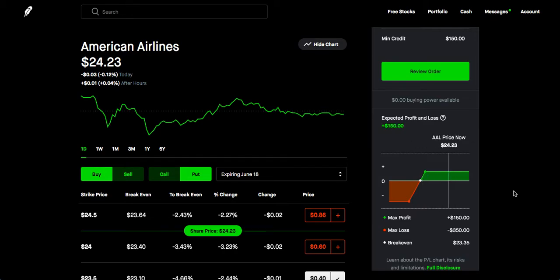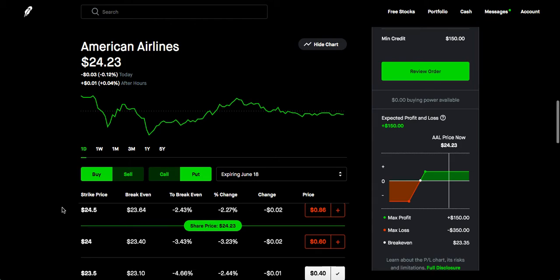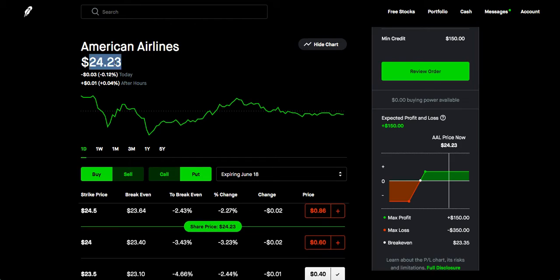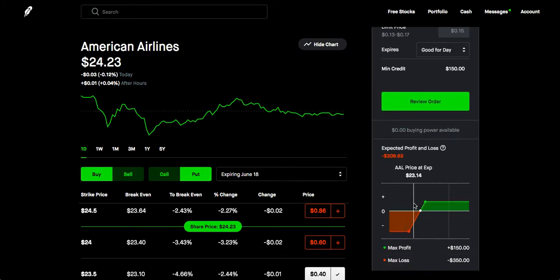So what do we want American Airlines to typically do in this situation? Well, we want it to stay flat, drop a little bit, or go up. In any of those scenarios, we will make full profit. Now, this strike price that we picked, 23.5, it's pretty far out of the money, as you can clearly see, because it's 24.23. So the stock would have to drop about 75 cents for us to be in trouble with this. And if it does, obviously we are going to start losing if it finishes out on expiration. Now, American Airlines can go down to 22 during this time before June 18th, but as long as it finishes above this 23.5, we still make full profit.